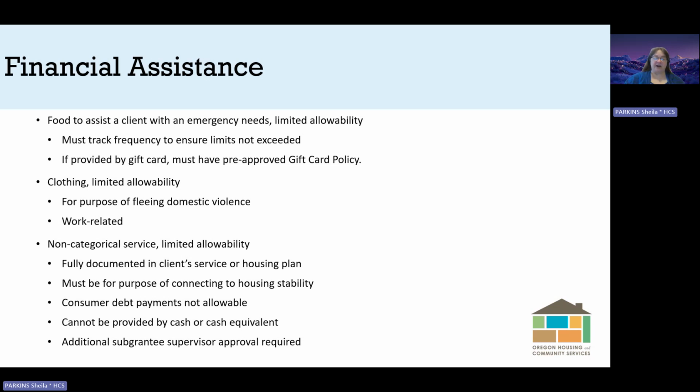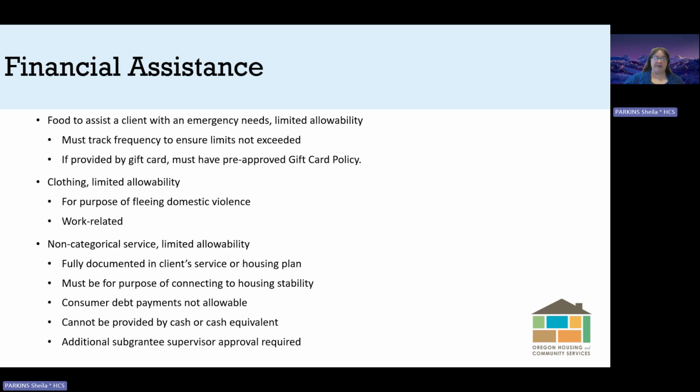Additionally, such expenses cannot be paid with a cash or cash equivalent payment such as a gift card. Prior approval by the case manager supervisor is required before such a cost can be covered. Again, this is not a barrier busting strategy or an opportunity to cover an expense that would be prohibited.